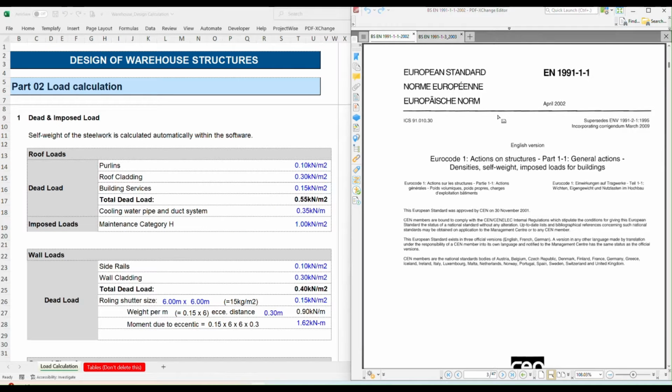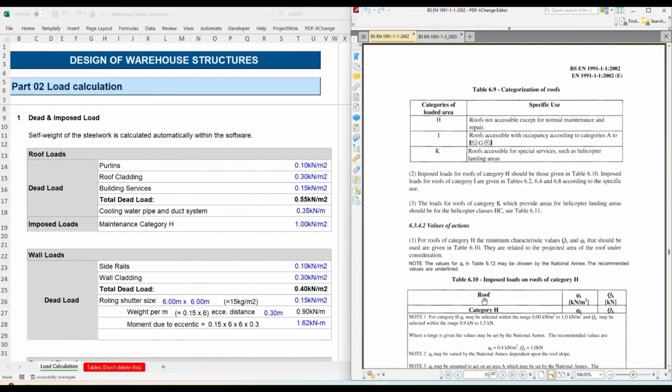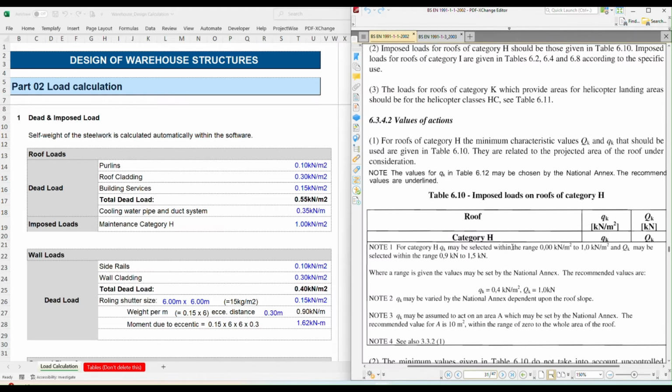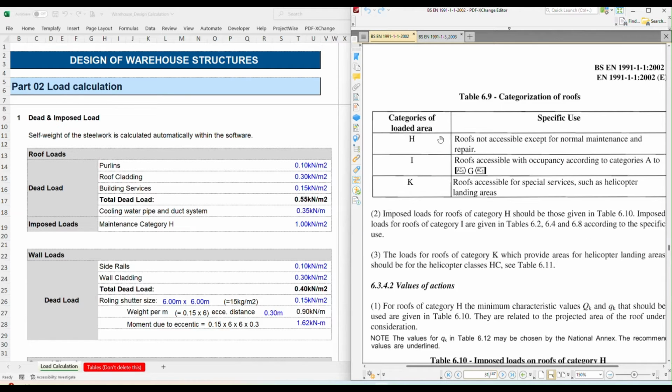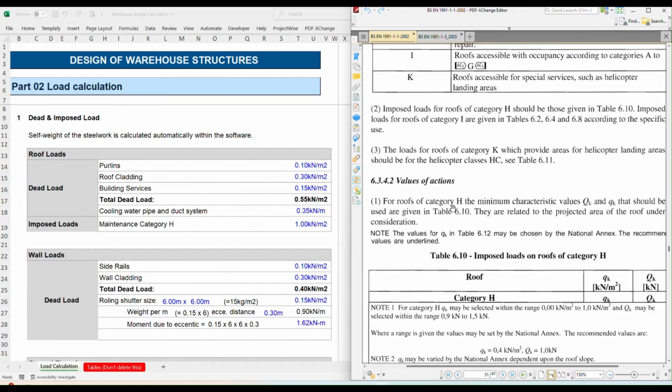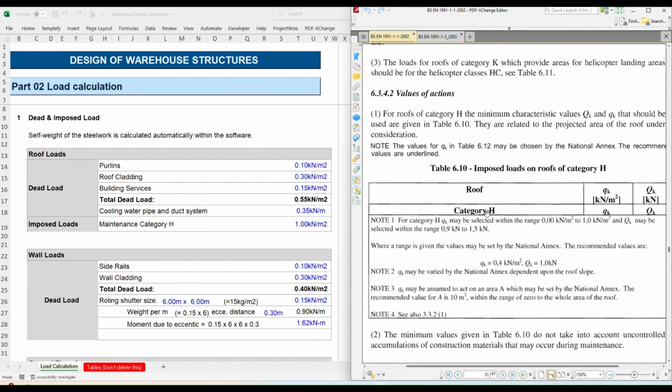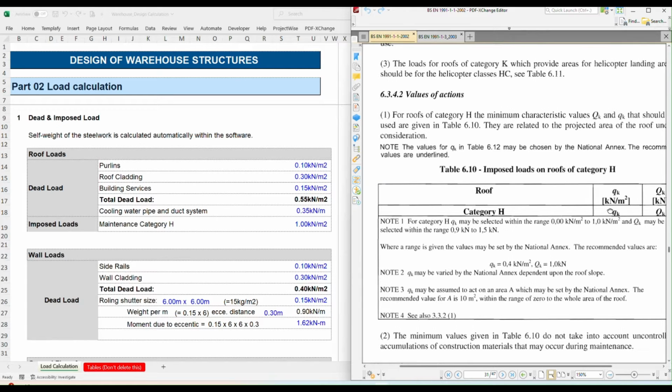On the right hand side you can see EN 1991 part 1 section 1. On page number 31, if you refer, category H is given as a roof not accessible except for normal maintenance and repair. So we are considering this H category. For the H category, the values we can find from table 6.10. Small qk is the imposed load which we are going to consider.